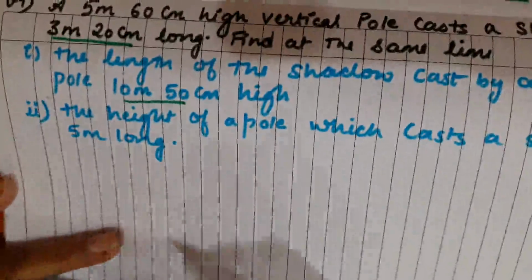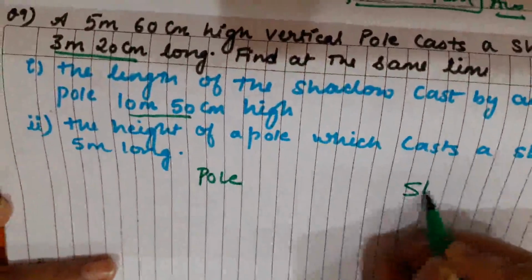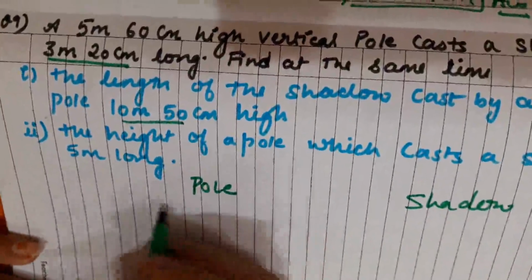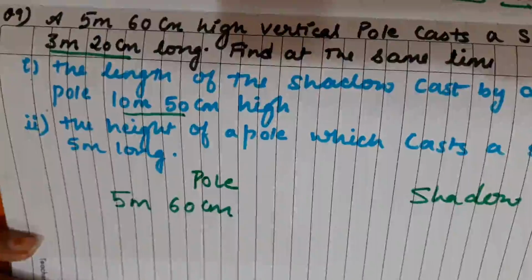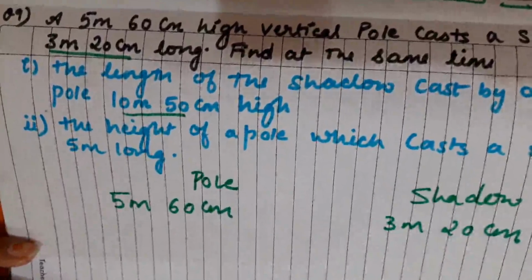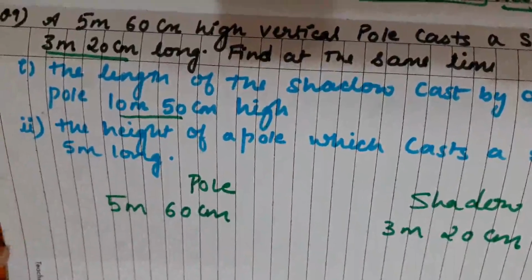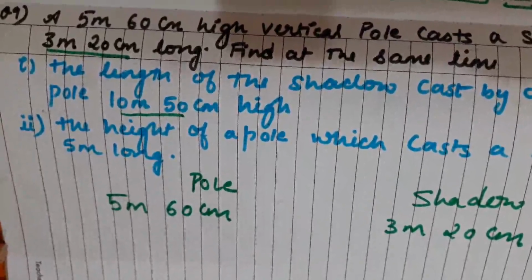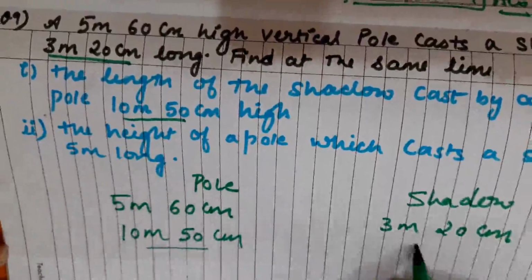So let's make the table, pole and shadow. Okay, so the pole length was 5 meter 60 centimeter and it is creating a shadow of 3 meter 20 centimeter. Okay, so now another pole, we need to find the length of the shadow cast by another pole. Pole length is 10 meter 50 centimeter. So its shadow we need to find out.